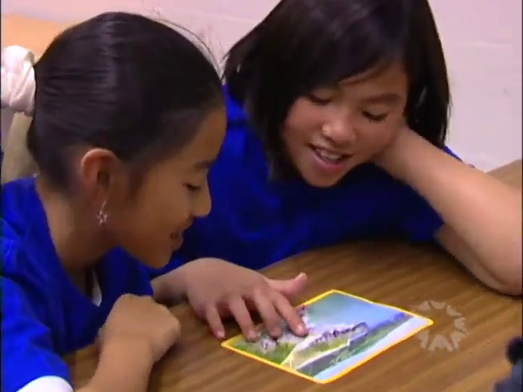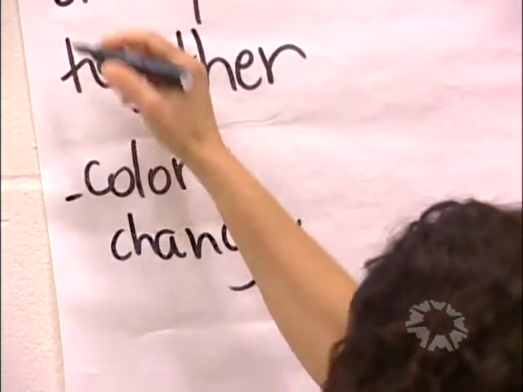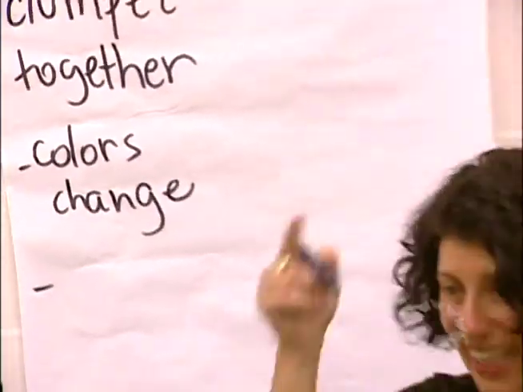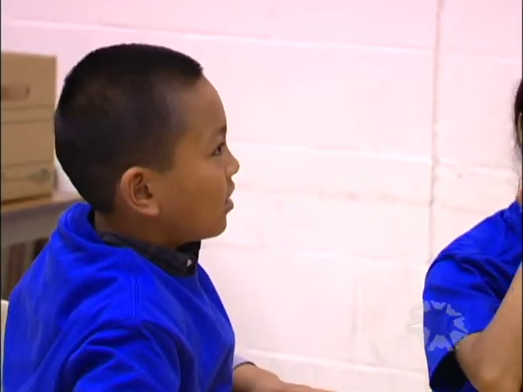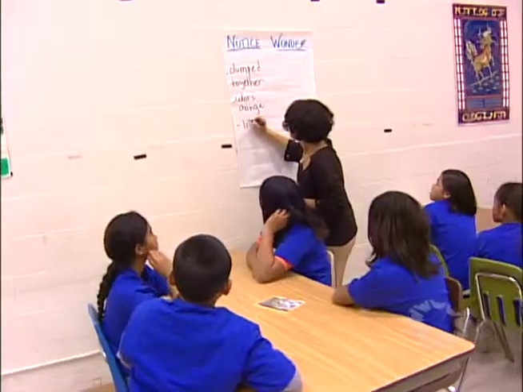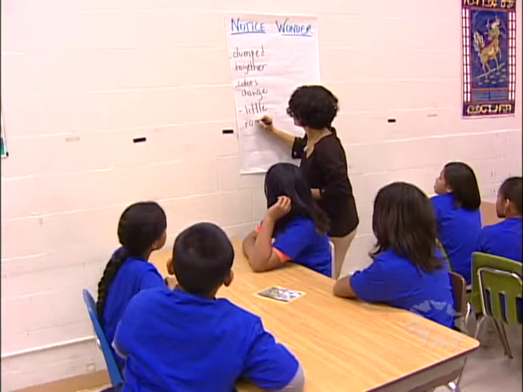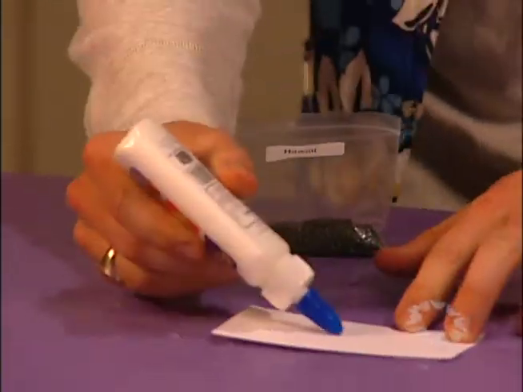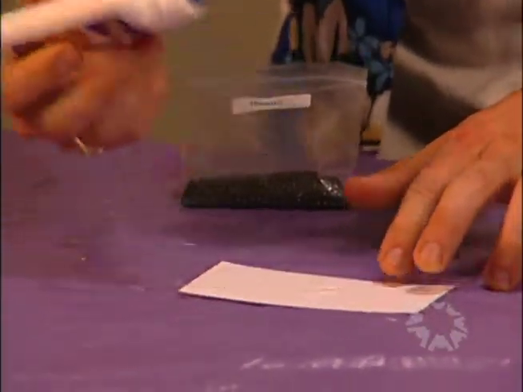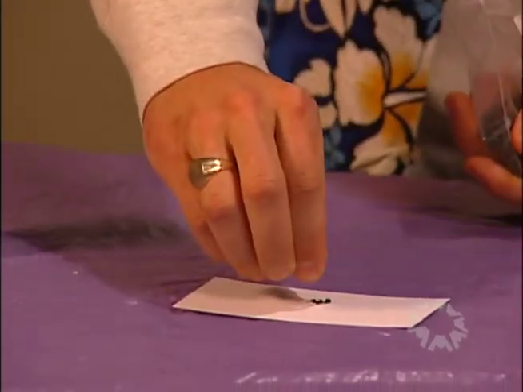Session 2 begins with the children making a list of what they notice and what they wonder about sand. Yes, that they are little rocks. They're little rocks. Then the children investigate samples of sands from 4 different beaches. They glue the sands to cards like this. By observing the sand samples with hand lenses, they can see how the sands are alike and different.